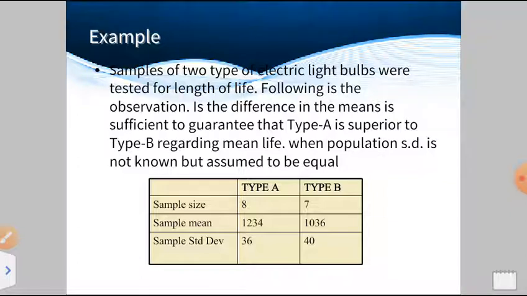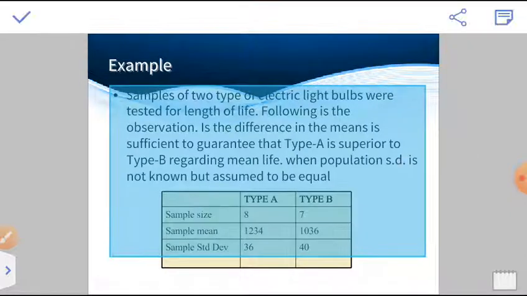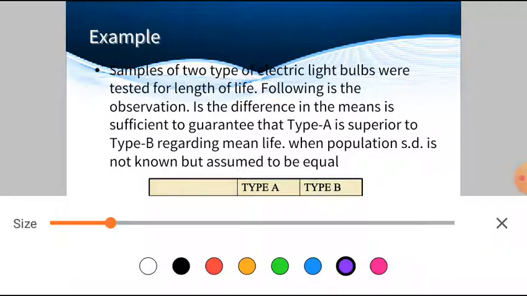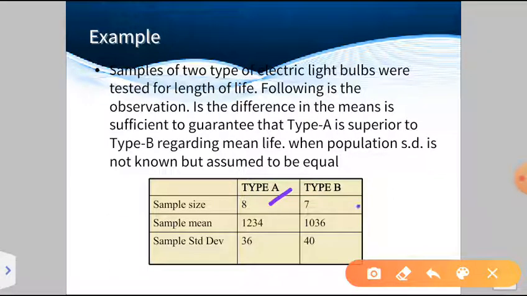Let us take another example. In this example we are talking about samples of two types of electric bulbs that were observed for their length of life, and following the observation we are looking at whether there is a difference in the mean. Is the difference in their means sufficient to guarantee that type A is superior to type B? It means we are comparing the mean life of type A and type B. We have again been provided with the values: the sample sizes n1 and n2, x1 bar and x2 bar, and s1 and s2.